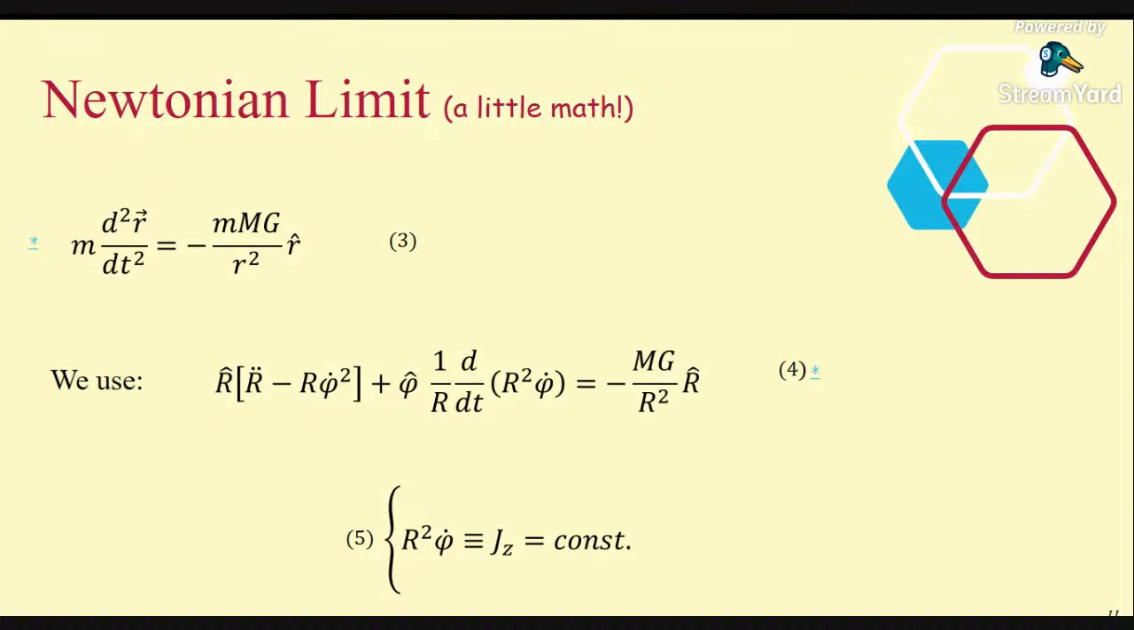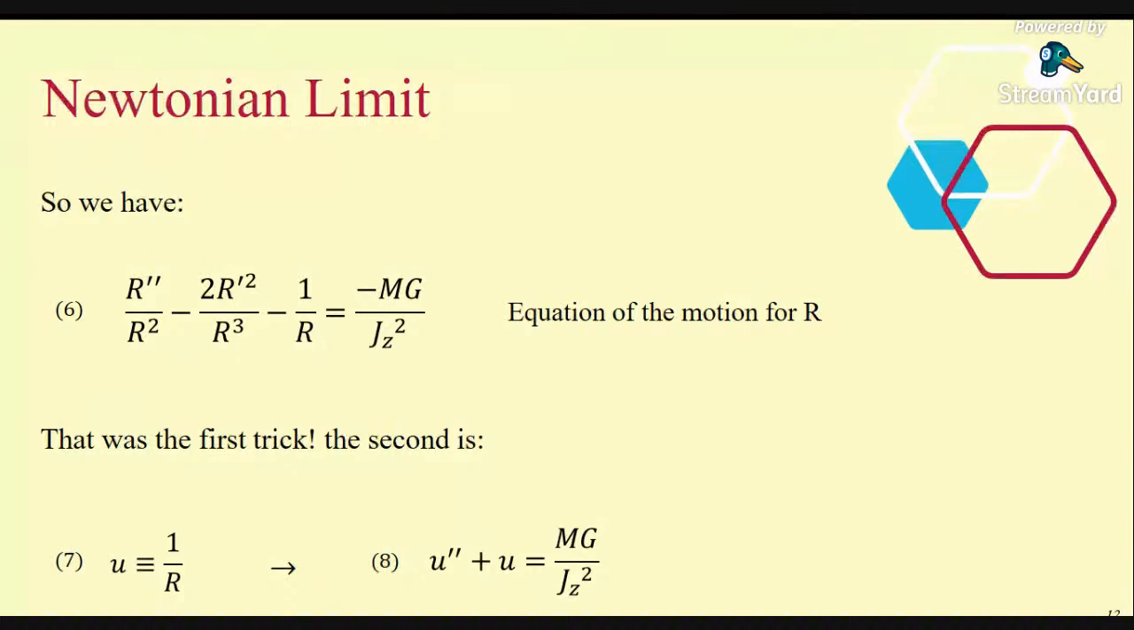And equation four is nothing complicated. It's equation three, but in polar coordinates. And the phi component of equation four leads to a conservation law for angular momentum, as you see in five. By a little calculation, the equation of motion for R becomes equation six. And if we define U as one over R and rewrite the equation in terms of U, then that leads us to a remarkably simple equation for U, that is equation eight. And I should note that prime denotes derivative with respect to phi and dot with respect to time.